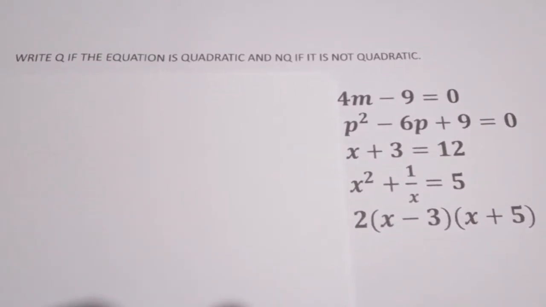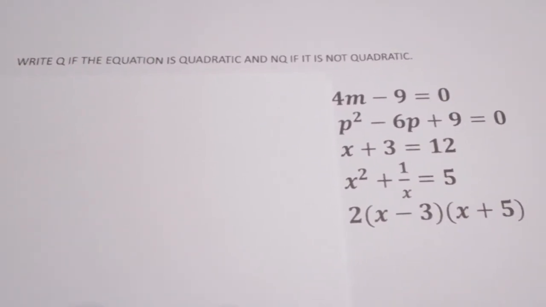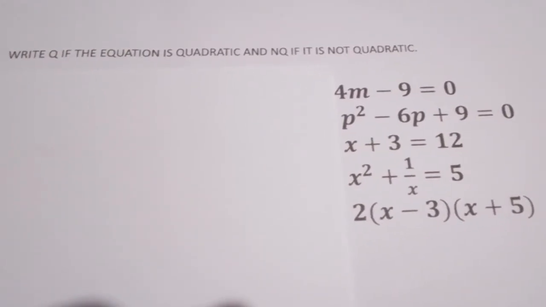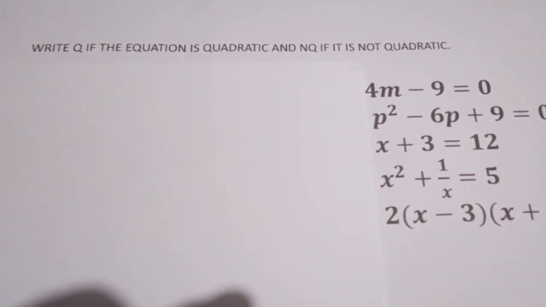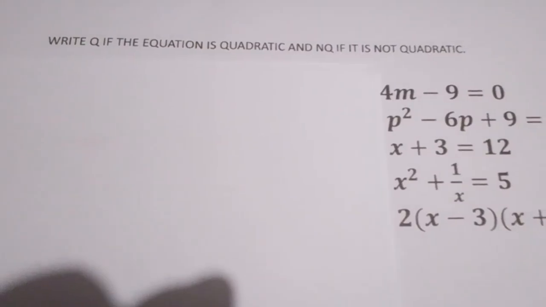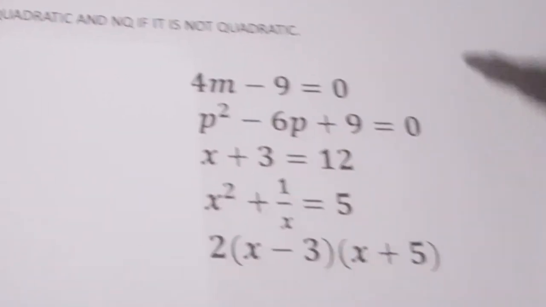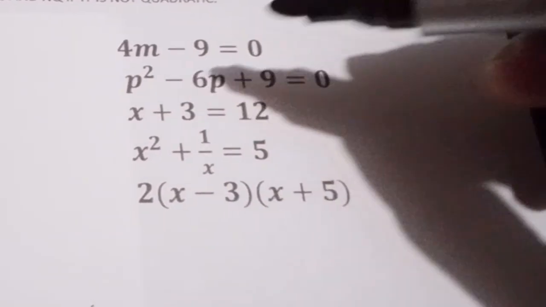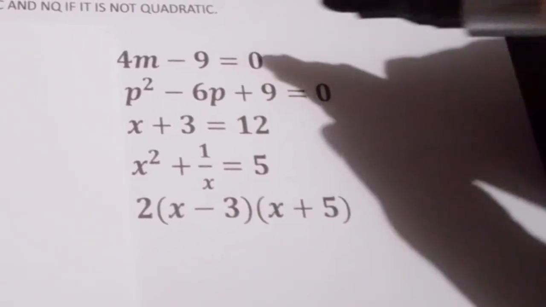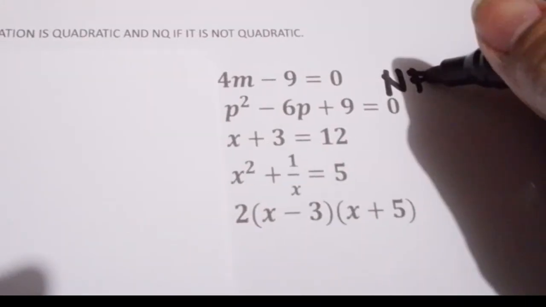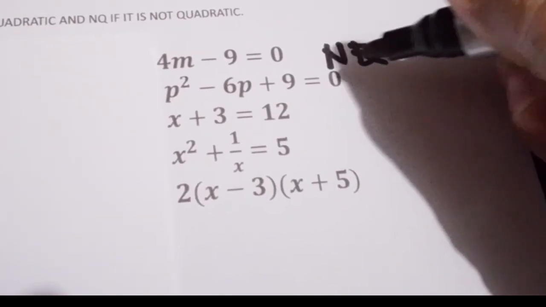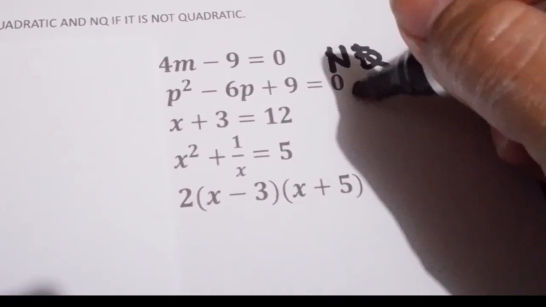Right, so I have a given here. Identify whether each equation is quadratic, and write NQ (not quadratic) if it's not a quadratic. I have 4m minus 9 is equal to 0. As you can see, the degree is 1, so this is not quadratic. Okay, so this is NQ, not quadratic.